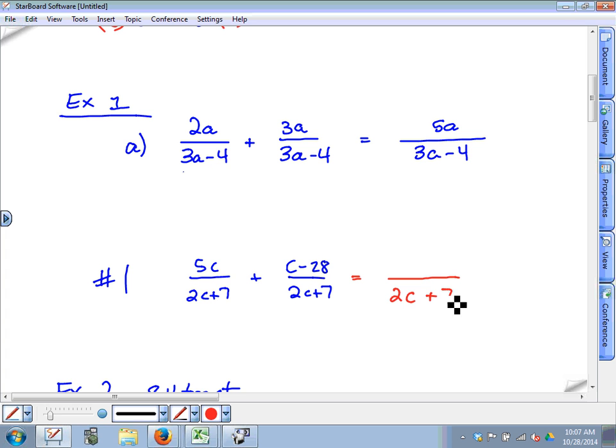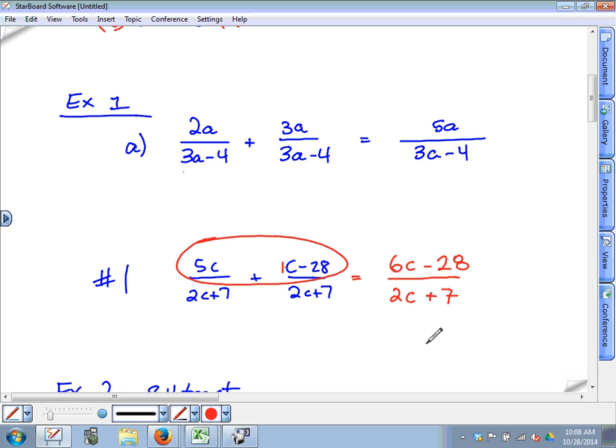Do we at least all agree that it's 2c plus 7 on the bottom? Yep. Now what about the numerators? That's c is 1. See, if you have 5 c's and you add another c, that makes 6c. Okay, you're adding like terms. 5c plus 1c is 6c minus 28.